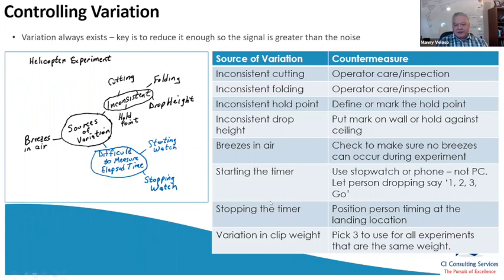So here I just reproduced the mind map just so you can see this, but inconsistent cutting, what do we do about that? Well, let's make sure we're aware of it and really try to work on it. If we screw it up, then we may have to print another one out. Inconsistent folding, inconsistent hold point. And again, you may have to do some pre-experiments like we did to try to figure out the best way to hold it. How do you get that consistent drop height? We were using a ladder, right? No chairs, right? You don't stand on a chair.